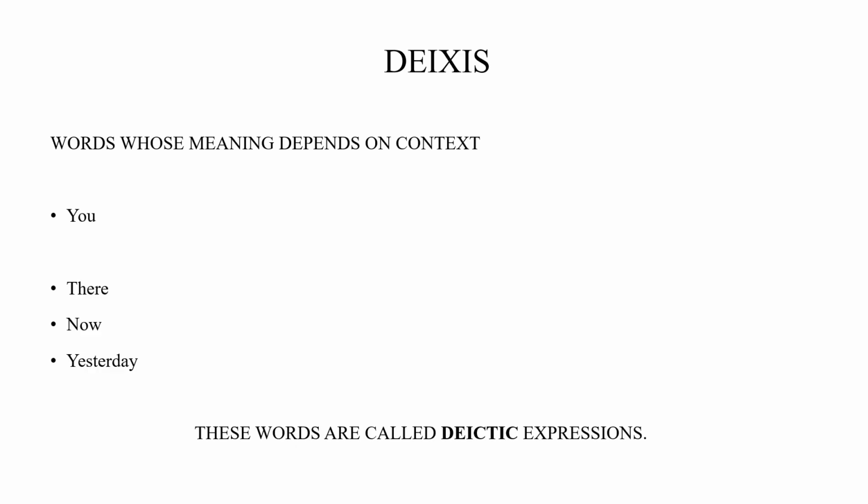Some words cannot be understood without context. For example, I, who is I? It depends on the speaker, or here, or tomorrow. Their meanings change depending on who is speaking and when. These words are called deictic expressions.